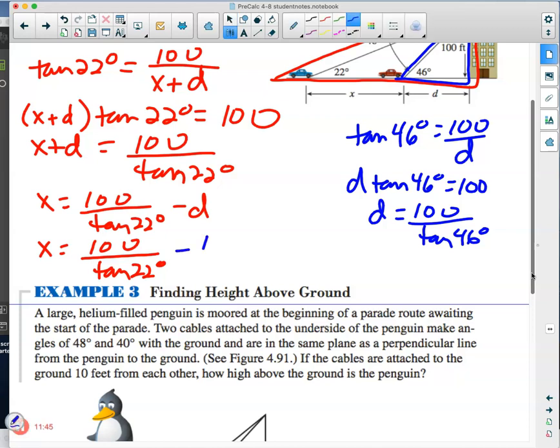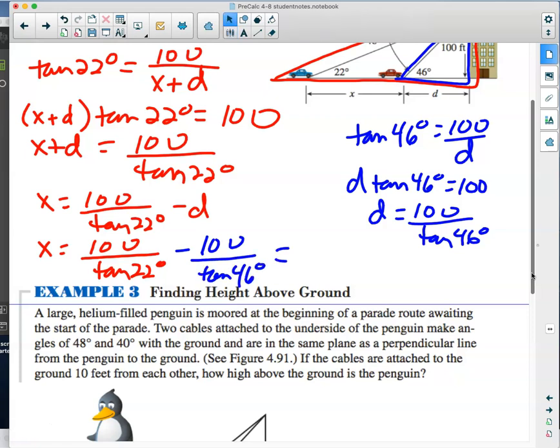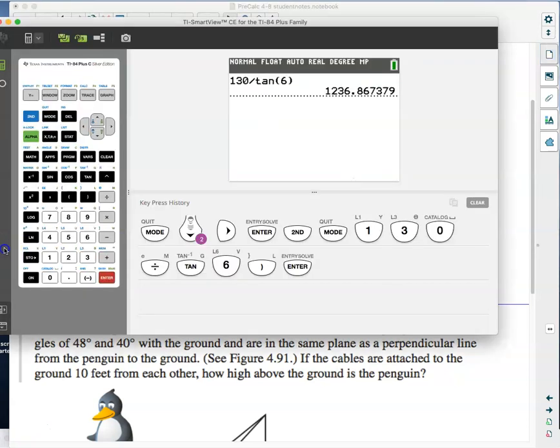Oops, come on, blue, turn on. All right, so now we just want to be careful and let the calculator know, hey, this is one fraction here, this is one fraction here. Get it all punched in, no rounding errors, should be good. Parentheses. Let me just grab this so I've got it all sitting right here. We've got 100 divided by the tangent of 22 degrees.